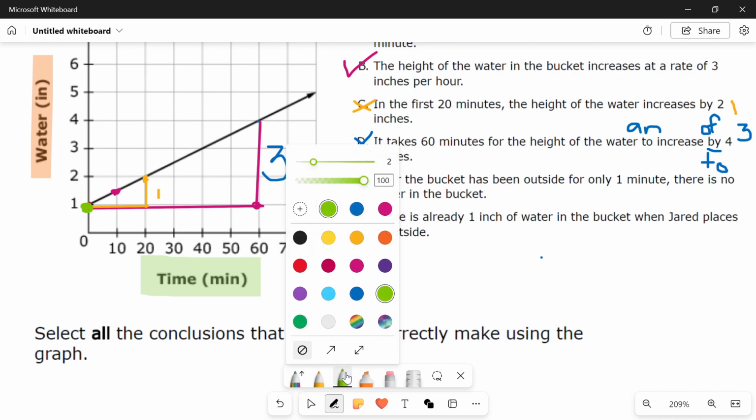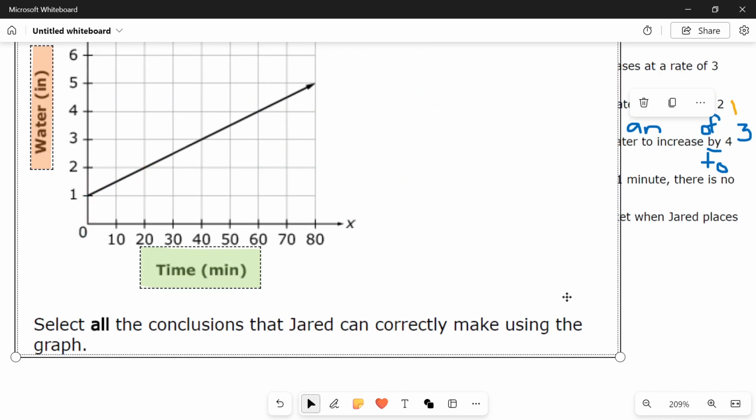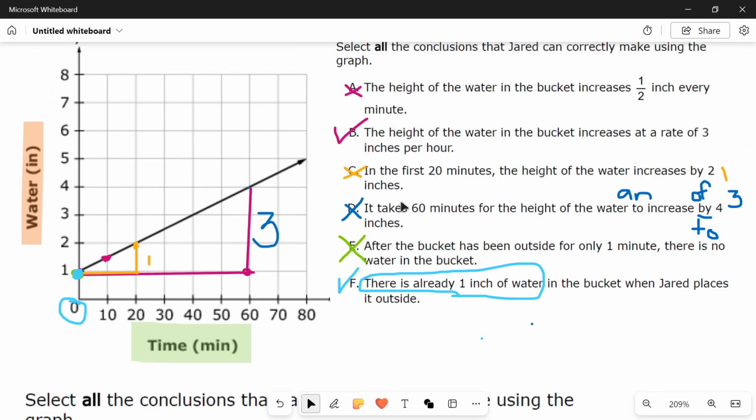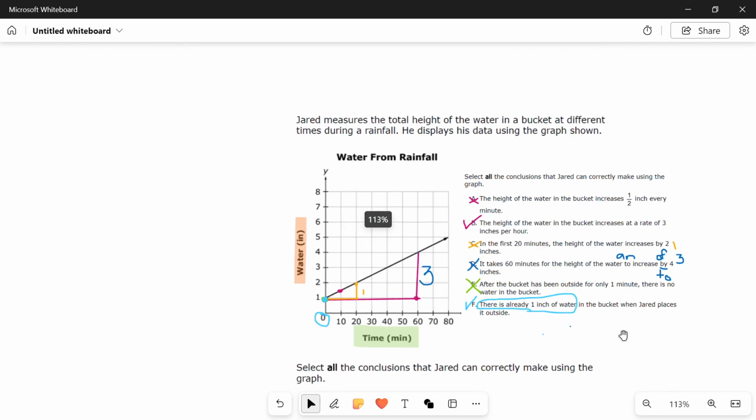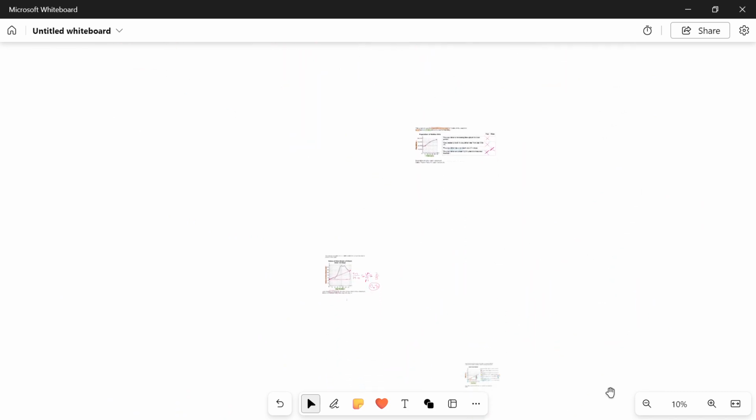And then lastly, I do like this last question because it says, there is already 1 inch of water in the bucket when Jared places it outside. So I'm looking at time zero when he put it outside. There was already 1 inch. So I like this one. So the two I like, for me, I would say yes to B and F on that question. I think those are the 4 that I wanted to get through with you today. 1, 2, 3, 4. Okay?